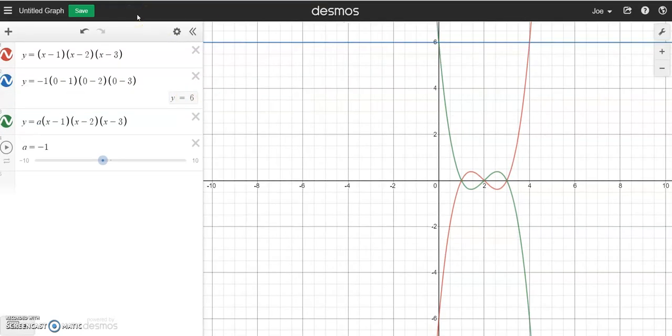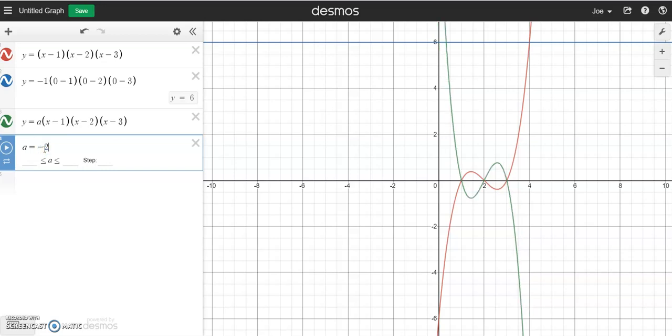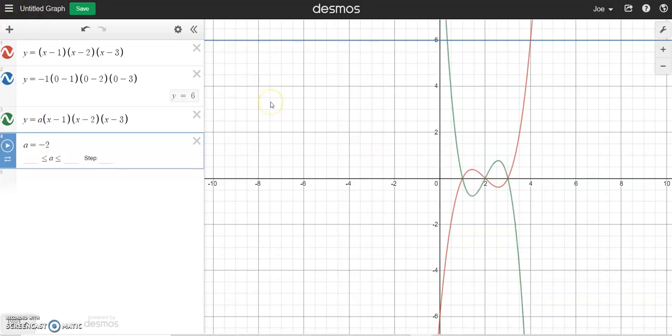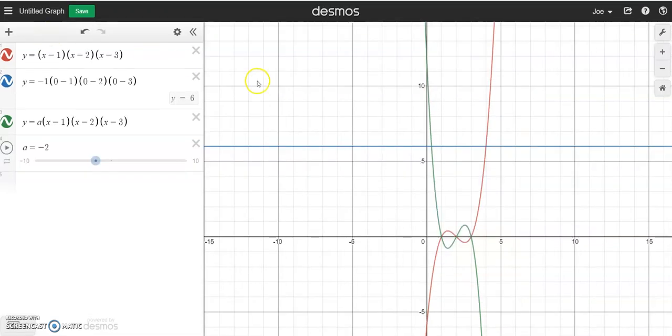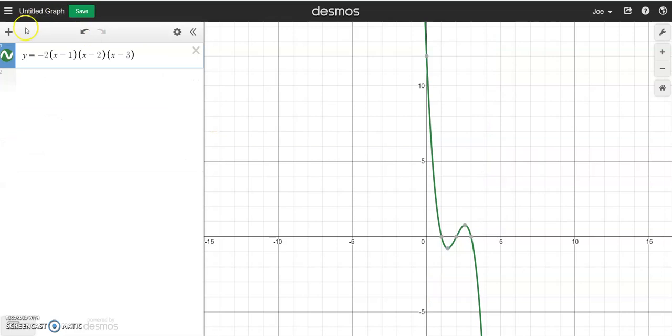Now we want to make our y-intercept equal to 12, which is twice the value of 6. So to do that, we can double our value for a and make it -2. Now if we were to zoom out, we can check that now our y-intercept is at 12 and our x-intercepts are kept at 1, 2 and 3. Now this leaves us with the correct function for our spaceship trajectory.